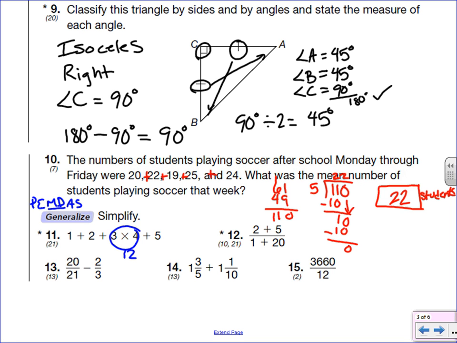And then, since there's no more multiplication or division, I move on to addition and subtraction. So I move from right to left. So 1 plus 2 is 3, plus 12 is 15, plus 5 is 20.